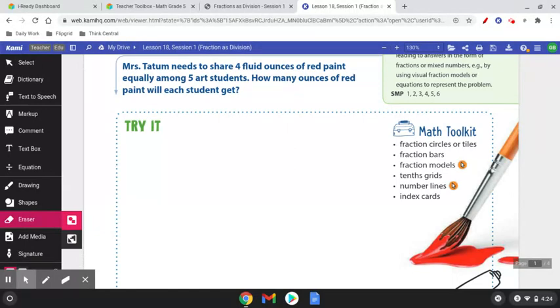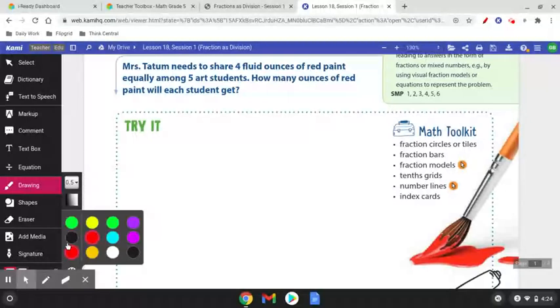Mrs. Tatum needs to share 4 fluid ounces of red paint equally among 5 art students. How many ounces of red paint will each student get? With these kinds of questions, you have to really be careful about what is your numerator, or what is the number being divided, and into how many parts. So think about, is it 4 divided by 5 or 5 divided by 4? Because they are very different things, unlike multiplication where it doesn't really matter.